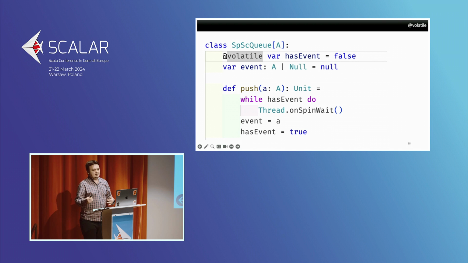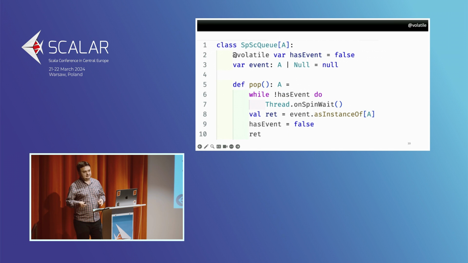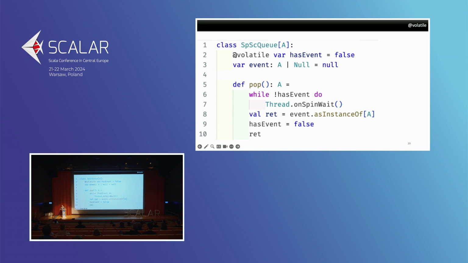So if has event is a volatile, meaning reads and writes are volatile, it means that has event equals true cannot be reordered with the writes that happened before it. So has event here will always be the last thing that happens. But this is a warning. Reading and writing from has event, in order to get these guarantees, needs to happen in pairs. So the producer is also relevant.